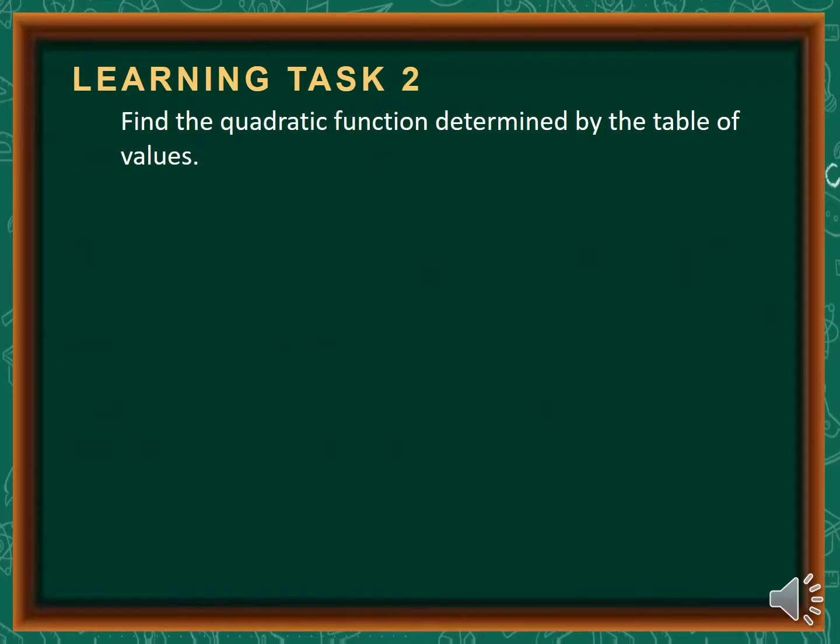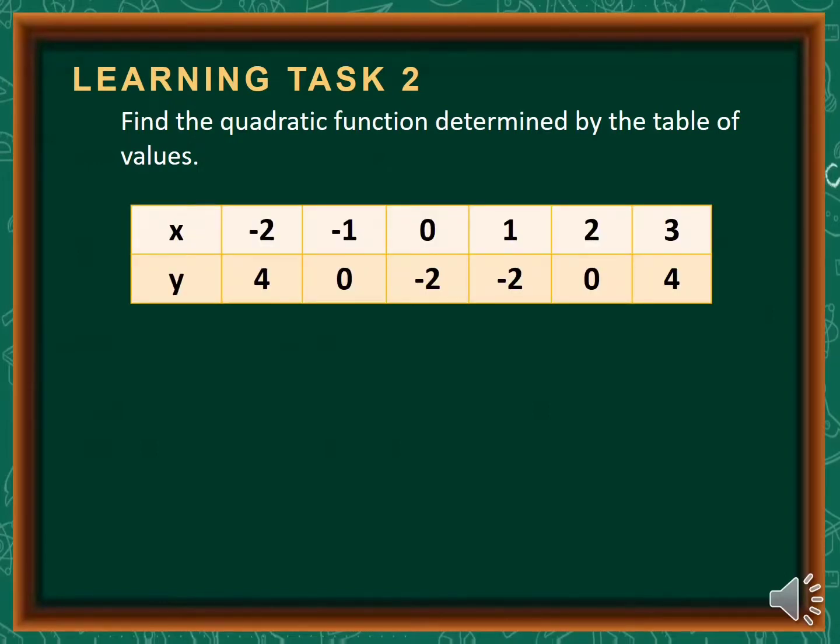Class, please also do your additional tasks on your learning test number 2, page 38. You have to find the quadratic function determined by the table of values. So, ang given natin ay table of values, which are, ang values ng x are negative 2, negative 1, 0, 1, 2, 3. And y values are 4, 0, negative 2, negative 2, 0, 4. So, you just need to apply what we have learned in determining the quadratic or the equation of the quadratic function given the table of values.